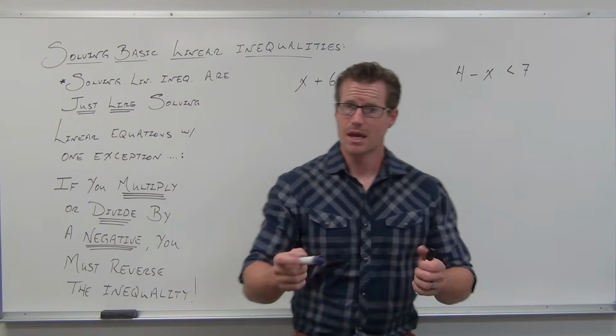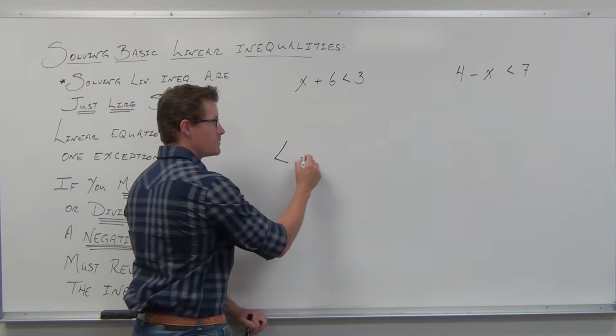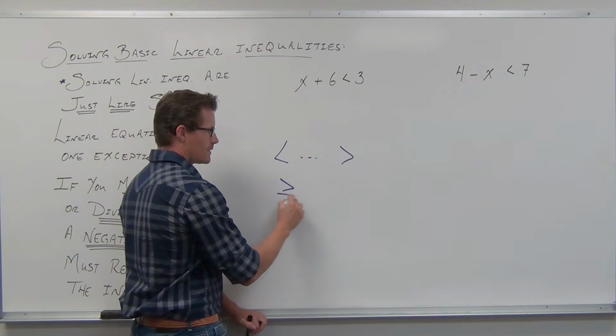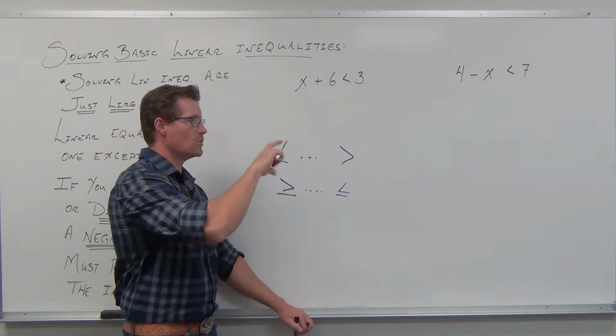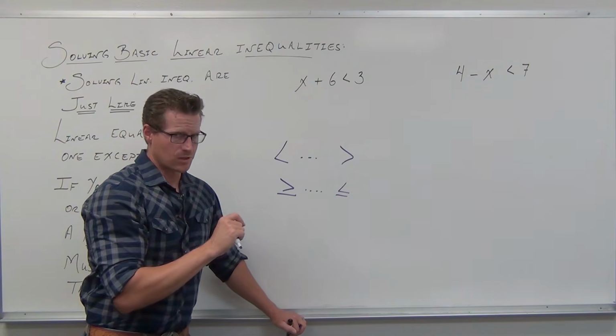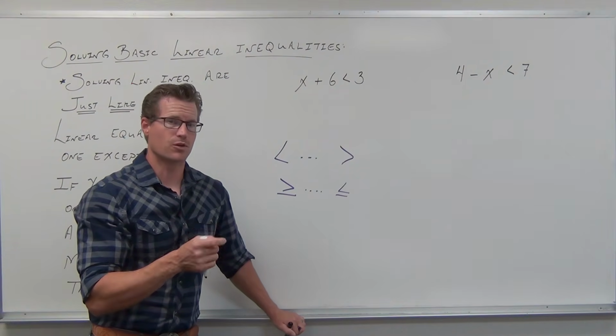What that means is inequalities that start out like this, you have to change them to this, and inequalities that start out like this, you have to change to this. You reverse it. You flip it around. Less than becomes greater than, greater than becomes less than. Less than or equal to becomes greater than or equal to, greater than or equal to becomes less than or equal to. That's what I mean by reversing the inequality.